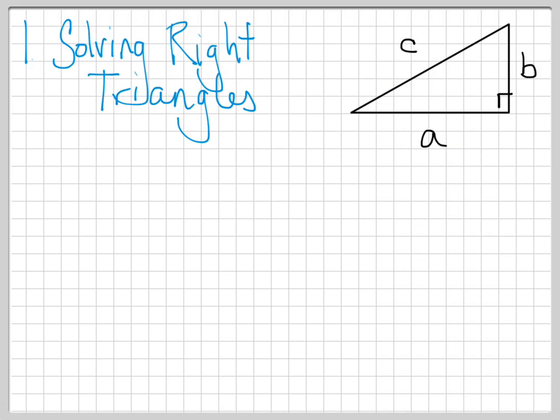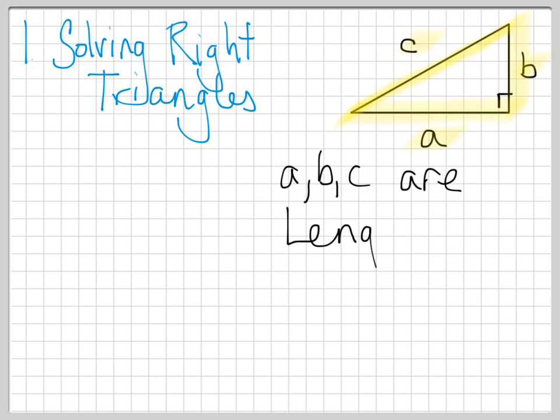So as you can see, over here on the right hand side, we have a right triangle. I've labeled the sides A, B, and C. And here, in this case, A, B, and C are the lengths of the sides.